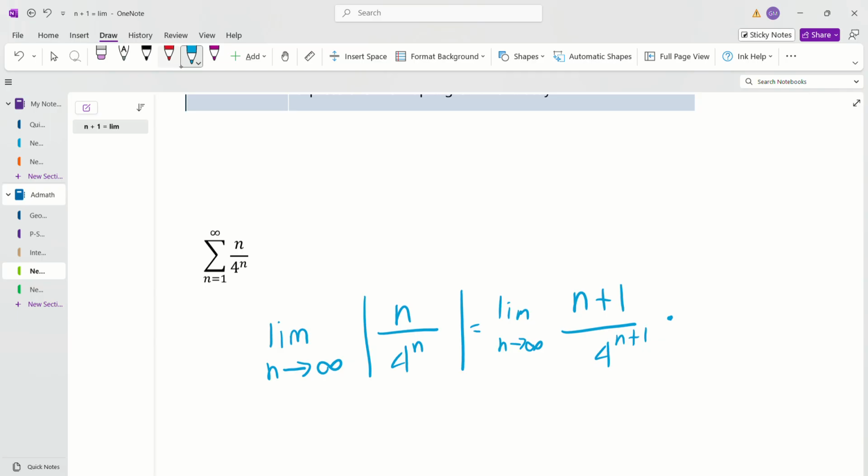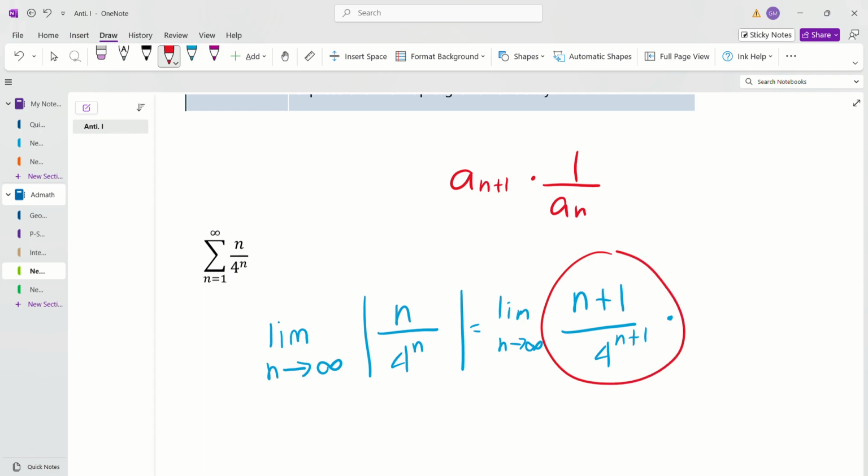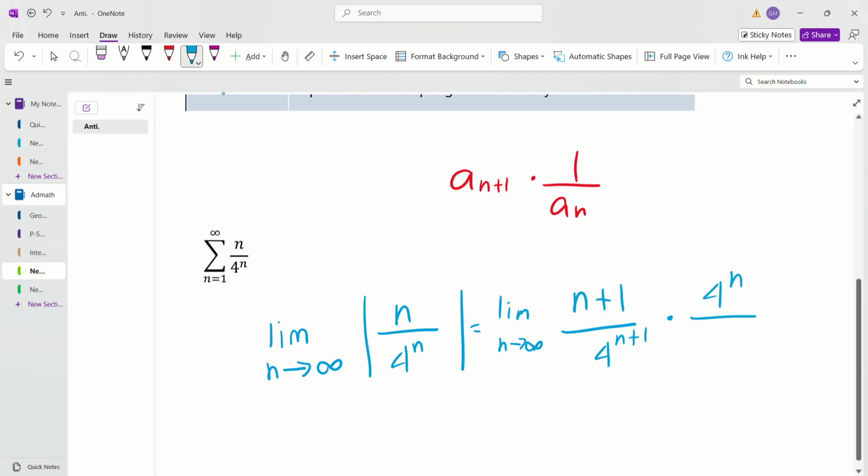Again, we have the formula a sub n plus 1 multiplied by 1 over a sub n. So this is our a sub n, and to get the a sub n plus 1, we simply replace all n by n plus 1. That's why we arrive at this answer. Multiplied by 1 over a sub n, or the reciprocal of this a sub n, so that is 4 raised to n over n. Don't forget the absolute value.